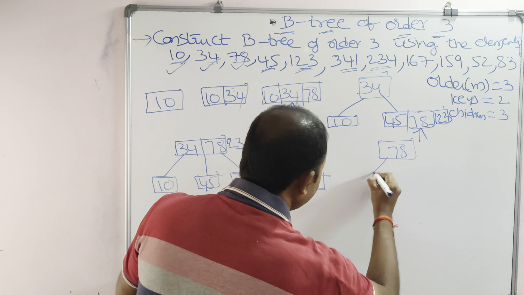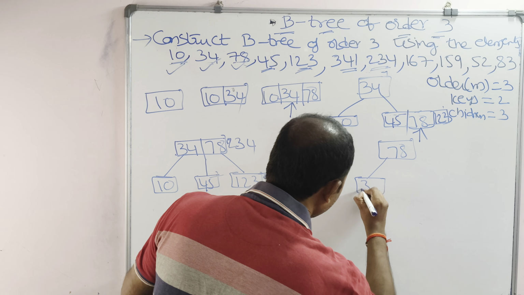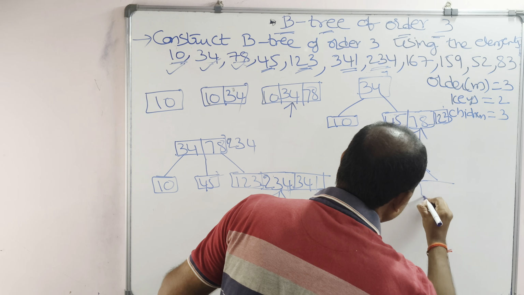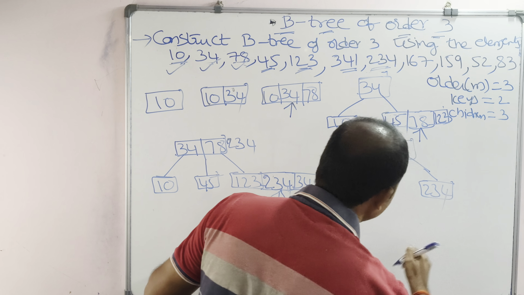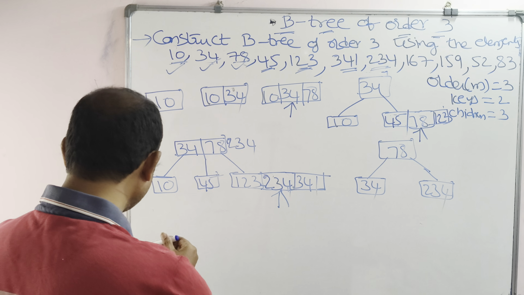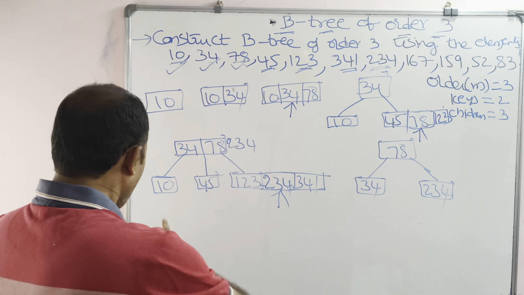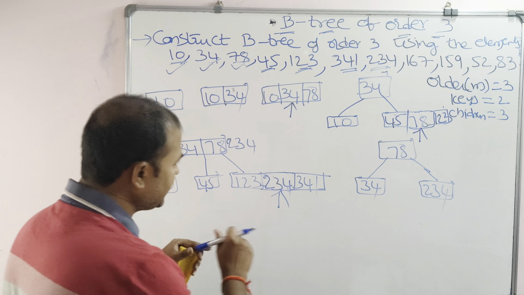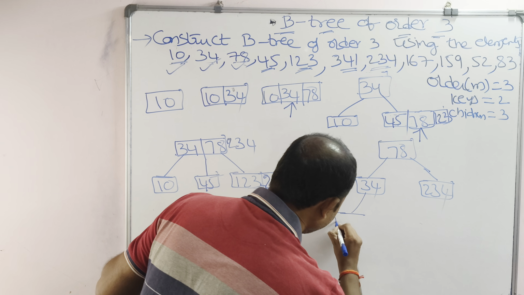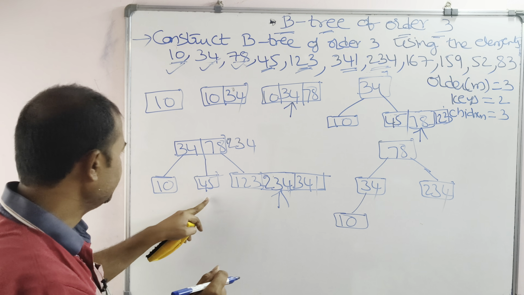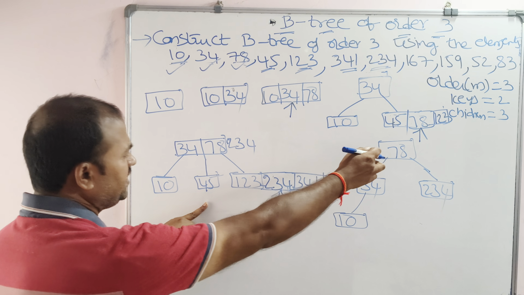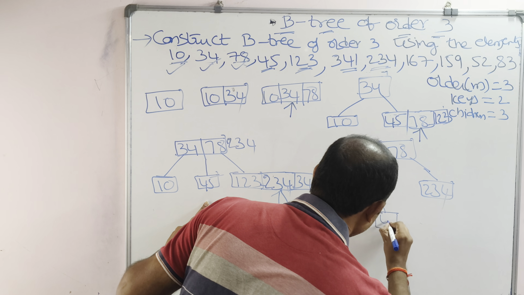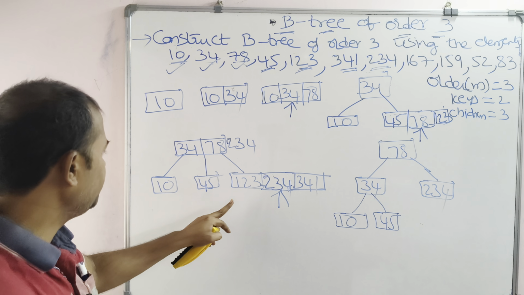34 is less than 78, so it will become the left child, whereas 234 is greater than 78, so it will become the right child. So next, here we have 10. 10 is less than 34, so it is the left child. Next we have 45. 45 is less than 78, greater than 34. So 34's right child is 45.